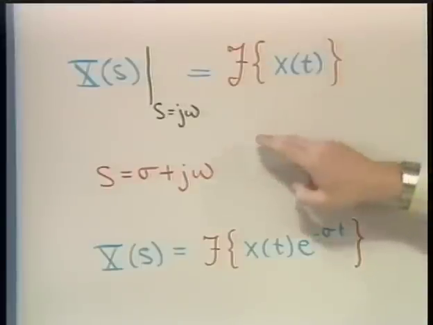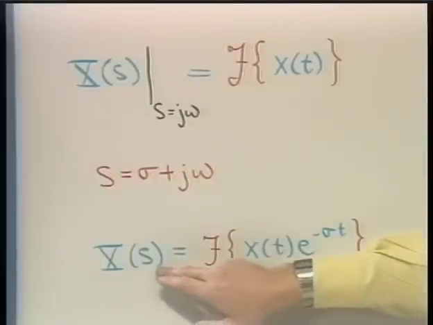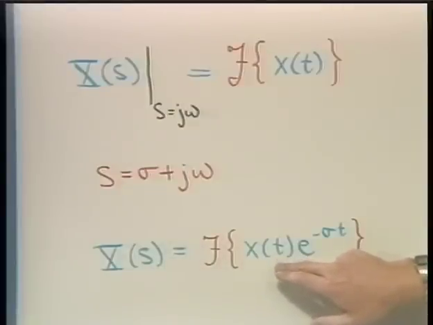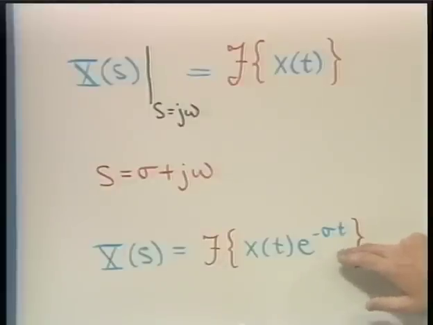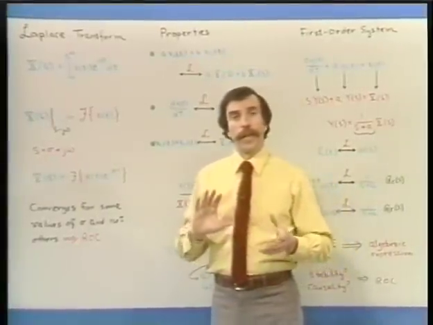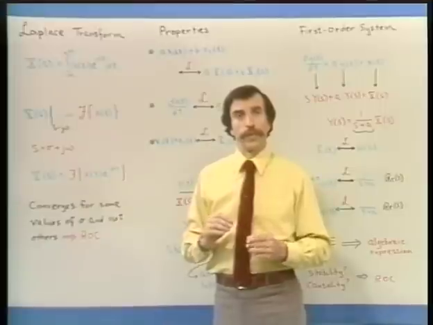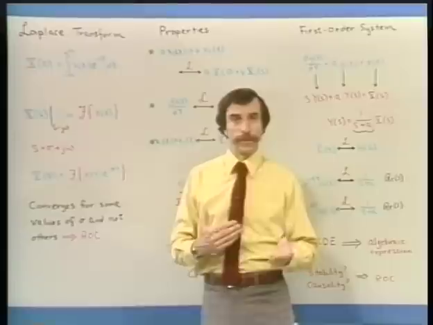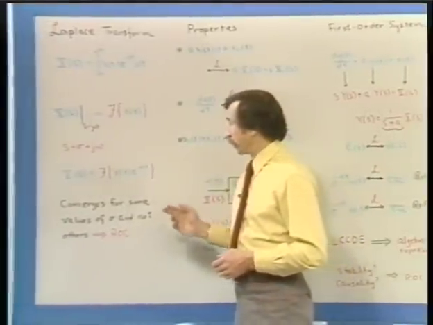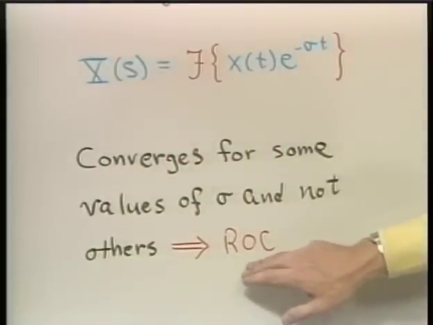Or more generally, with the Laplace transform variable as a complex number, the Laplace transform is the Fourier transform of the corresponding time function with an exponential weighting. And also, as you should recall, the exponential weighting introduced the notion that the Laplace transform may converge for some values of sigma and perhaps not for other values of sigma. So associated with the Laplace transform was what we refer to as the region of convergence.